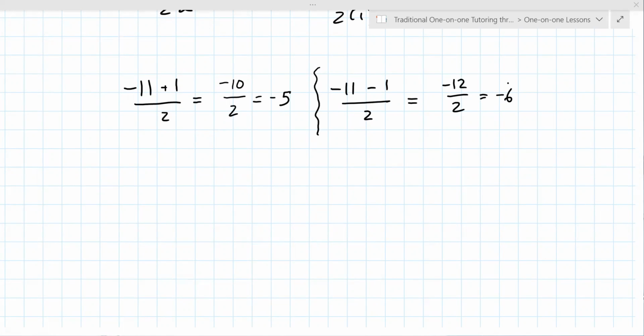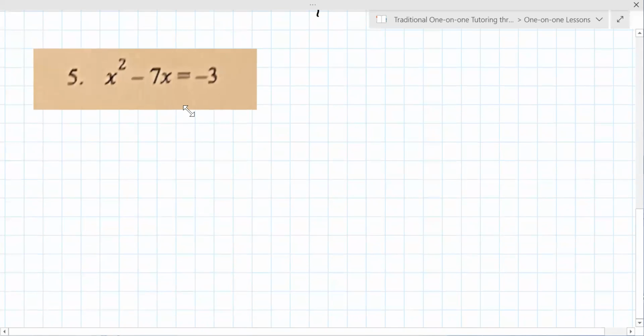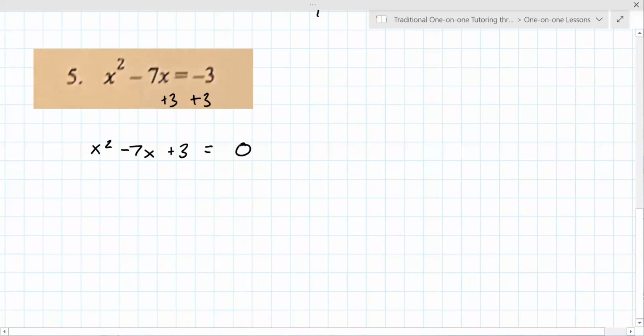All right, so the next question is on the screen now. This one is not like the previous ones. The previous ones had a 0 over here on the right. So we want to make it like the previous one. The additional step here is to add 3 to both sides of the equation. So on the left, it becomes x squared minus 7x plus 3 equals 0. You always want to have it in this form where it's ax squared plus bx plus c equals 0. It has to be written this way. So tell me the values for a, b, and c, please.